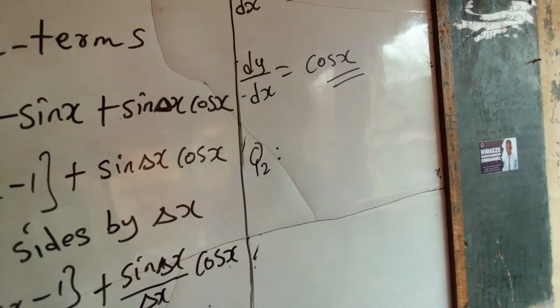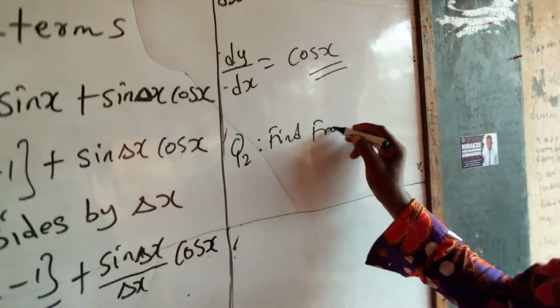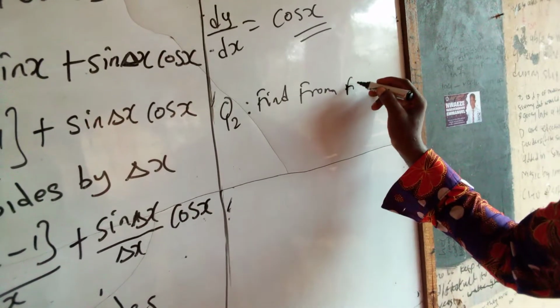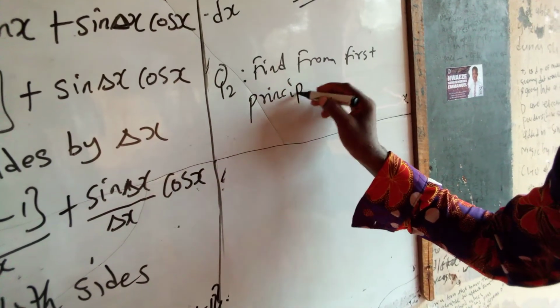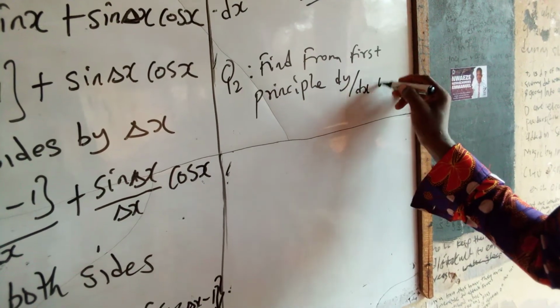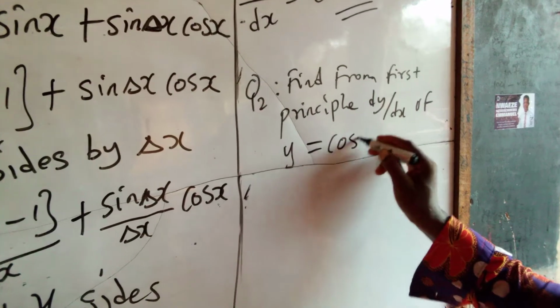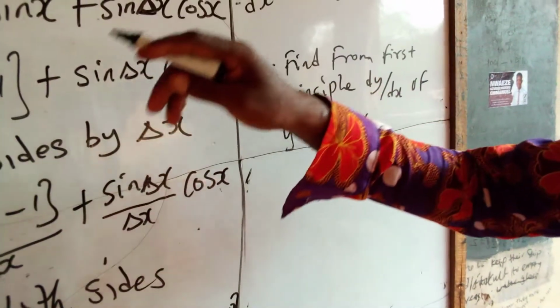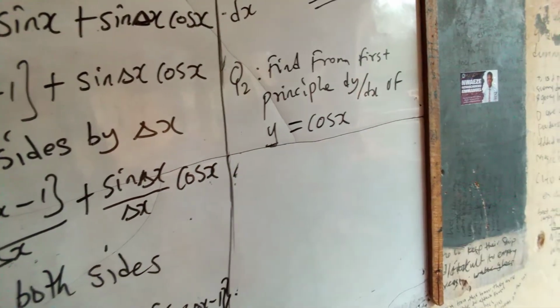So let us see how to differentiate cos s. If you are asked to find, from first principles, dy over ds of y equals cos s. Remember, if you differentiate sine s, you get cos s. So let us now differentiate cos s and see what you are going to get.